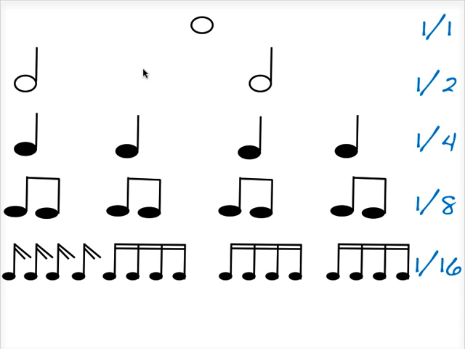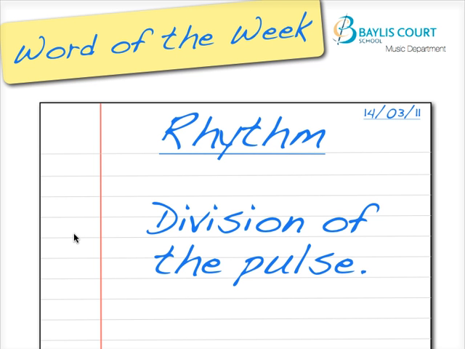And this will make it much easier when you understand time signatures in next week's Word of the Week. So, this week's word has been rhythm, which is a division of the pulse.